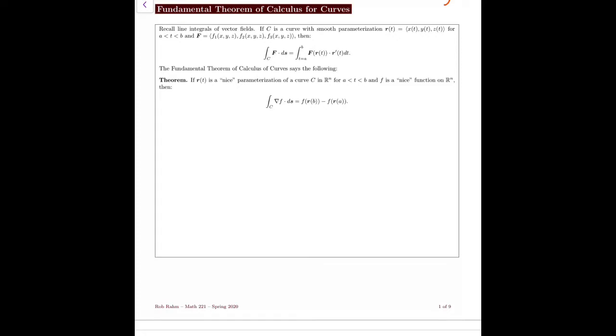Recall line integrals of vector fields. If C is a curve with smooth parameterization, r of t equals x of t, y of t, z of t, for t going between a and b, and the vector field is given by the components f1, f2, and f3, then this is just this part right here. This is just how we computed line integrals of vector fields. I've written this in 3 dimensions, but similar things are true in 2 dimensions or higher dimensions. When I prove this theorem, I'm only going to do it for 2 dimensions just because, as you'll see, I'll run out of room if I do it any higher than that.